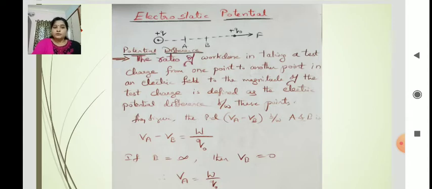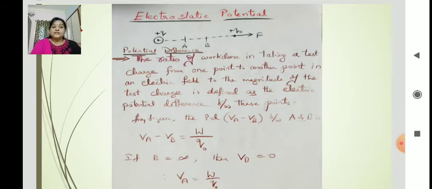Because these two are positive charges, now some work is to be done. Anyhow, the force is acting in the opposite direction. So, in order to bring this test positive charge near point A from B, some work has to be done by an external agent.